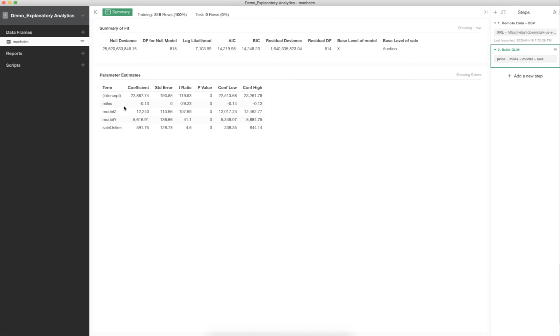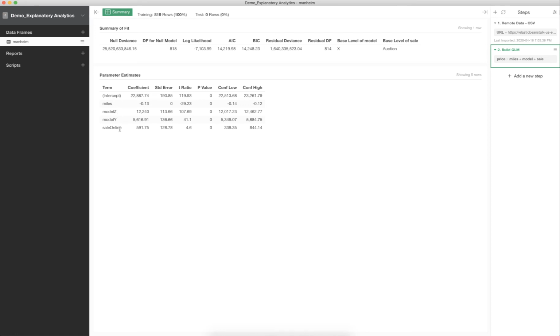Next, the coefficient of miles, again, given that the p-value is significant, tells us that for each additional mile, the price of the car goes down by 0.13 or 13 cents. For each additional mile of the car, the price of the car goes down by 13 cents.